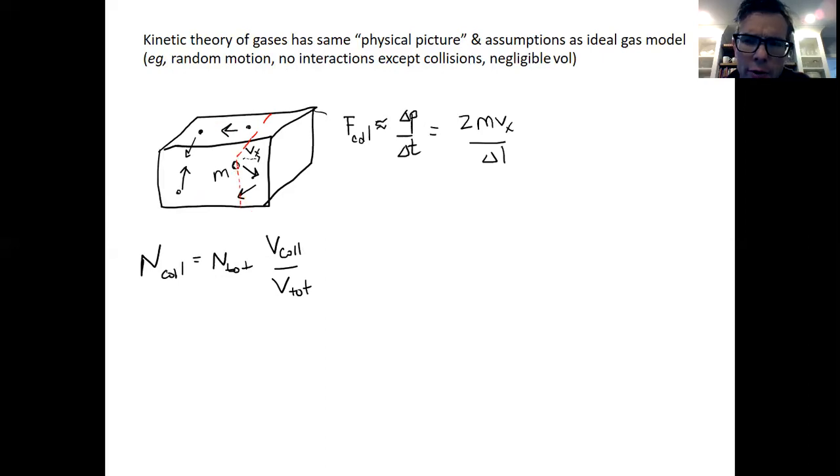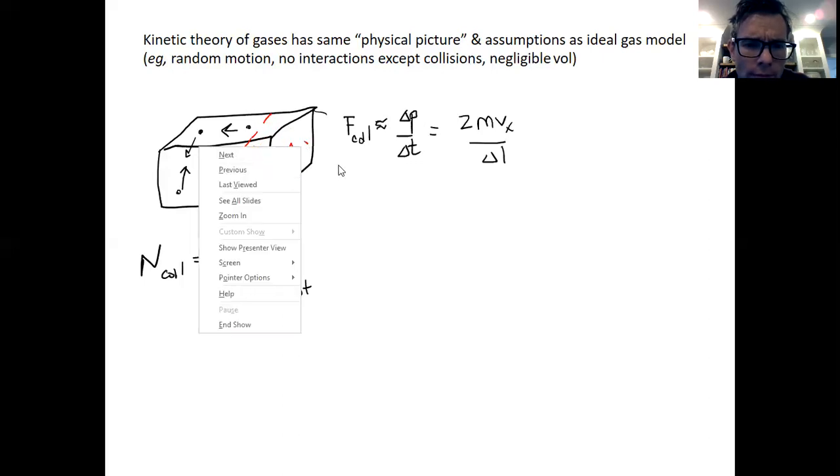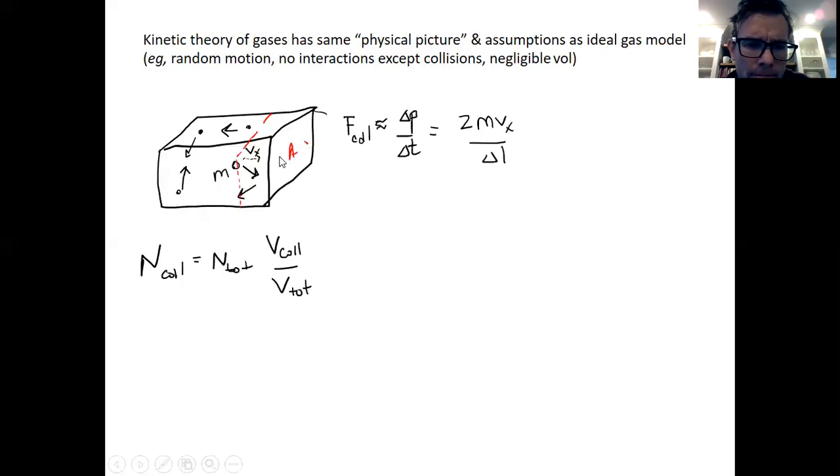Imagine this molecule here is associated with some volume, and any molecule that's inside of that volume would hit the wall, right? That's what the collision volume is. And so I'm going to give the wall an area A.